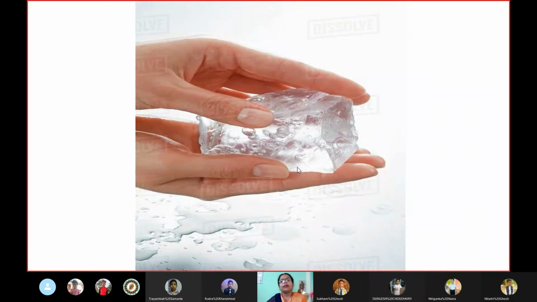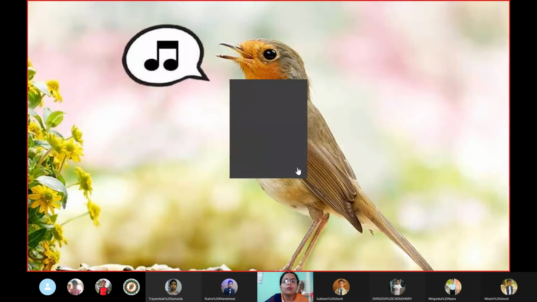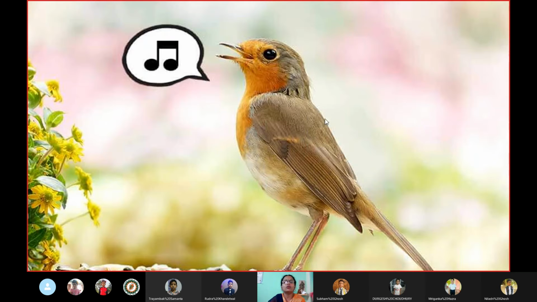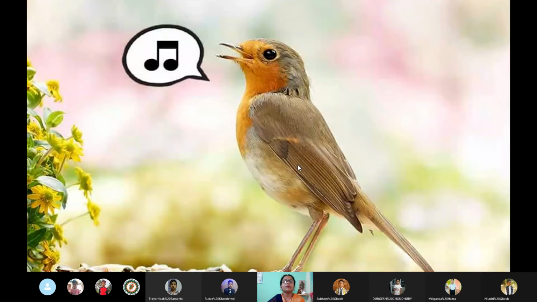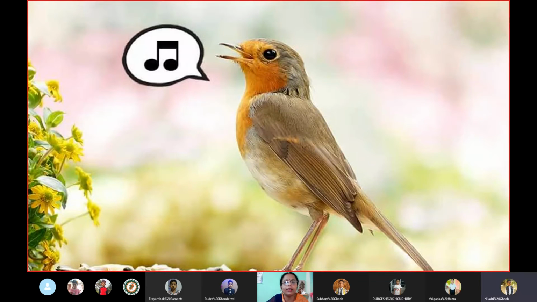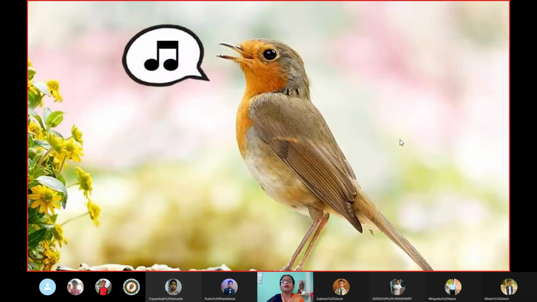Next picture. When a bird is singing sweetly, which sense organ helps you to listen to it? Ears. Yes. It's ears which help us to listen to the sweet sound of the bird, right? Next, let's go for the next picture.